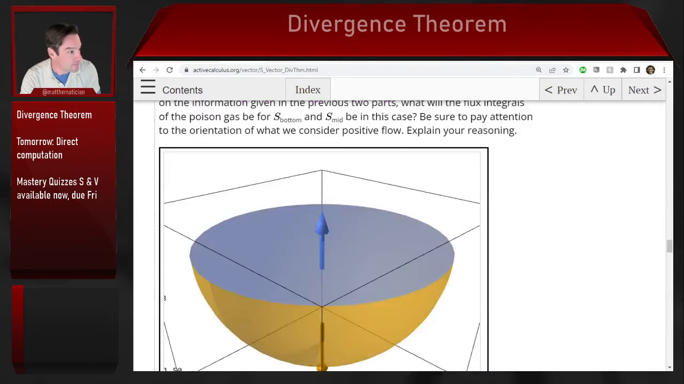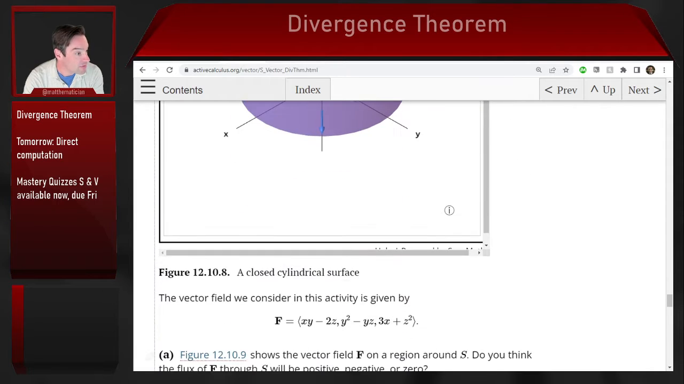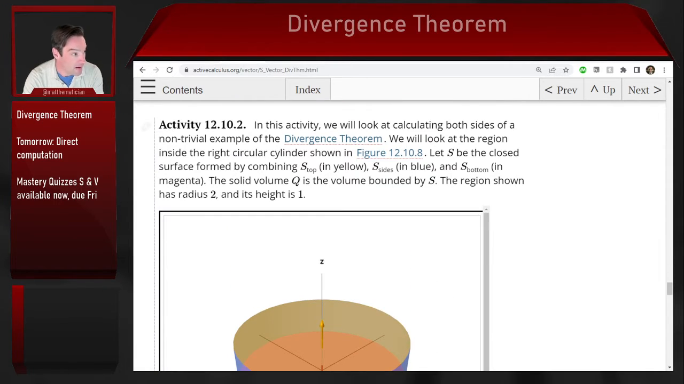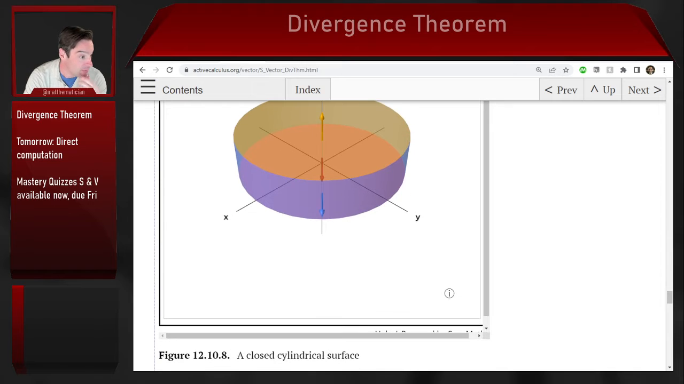let's jump down here in section 12.10 to this first activity. Ultimately, when we learn all the nuts and bolts, we're going to be able to compute the integrals on both sides of the divergence theorem to verify that they're equal to one another. But since we haven't yet learned how to compute a surface flux integral, which is going to be tomorrow, the last thing that we do for the semester, we're going to focus here on, first, what should that surface flux integral mean? And second, how should we compute the right-hand side of the divergence theorem, that triple integral?